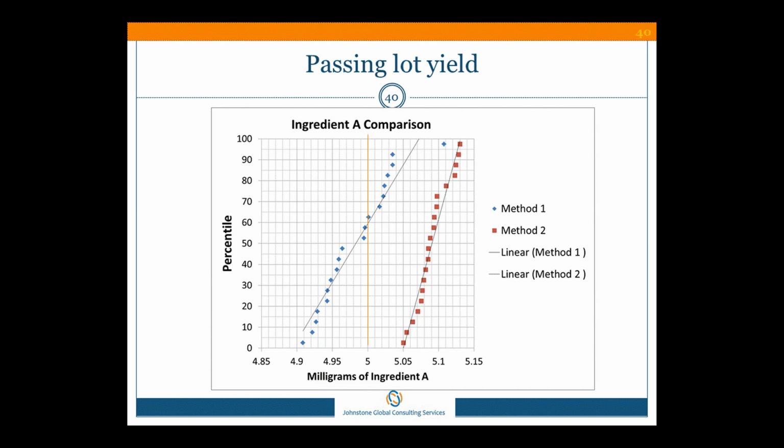If I put more ingredient A into Method 1, my costs go up and I may exceed the maximum amount allowed. On the other hand, I can put a little less ingredient A into Method 2 and still pass all of my lots. Since Method 2 is tightly controlled, we'll get a more consistent product. Not too much and not too little either."